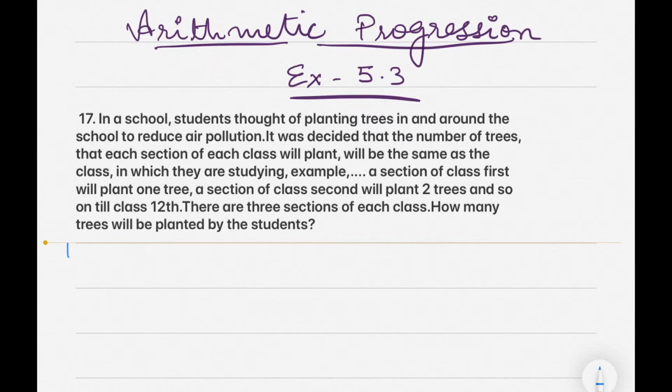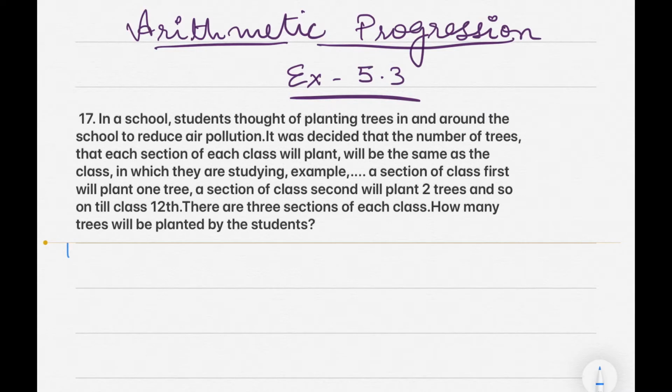It was decided that the number of trees that each section of each class will plant will be the same as the class in which they are studying. Like a section of class first will plant one tree, a section of class second will plant two trees, and so on till 12th class. So section of third class will plant three trees, and so on. There are three sections of each class. So how many trees will be planted by the students?